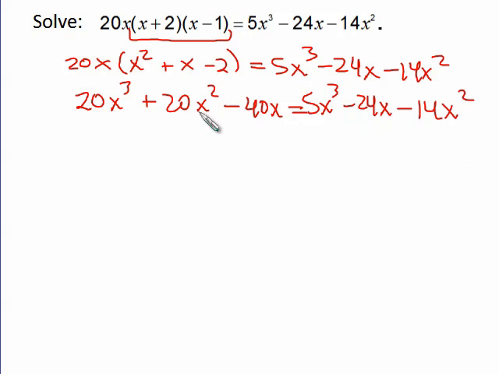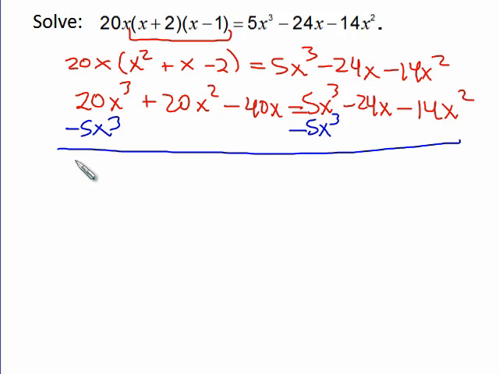All right, now, taking a look at it, I see that I have more x cubed, which is my highest power, on the left than I have on the right. So I'll go ahead and subtract off these 5x cubed from both sides, leaving me here with 15x cubed.